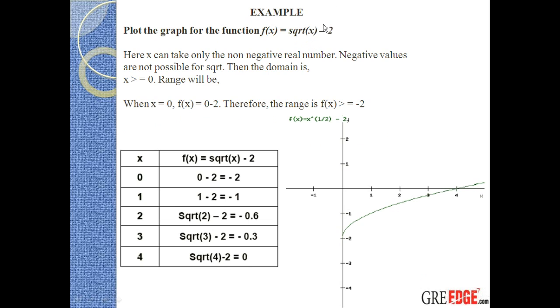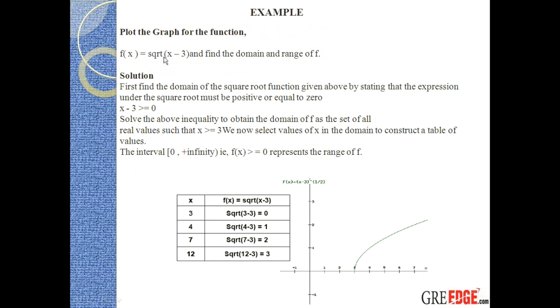So we took values from 0 for x. But in the next question, we have the argument for the square root function as x minus 3. So x minus 3 should be greater than or equal to 0. So that gives you a condition that x is greater than or equal to 3. So that is why we have taken from 3 and not from 0. Hope the difference is understood.